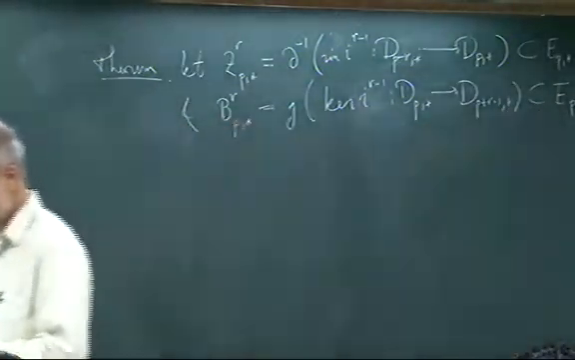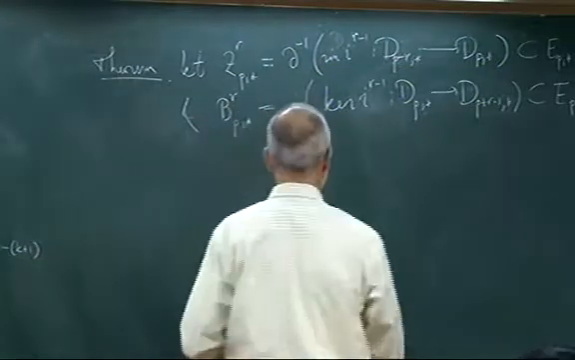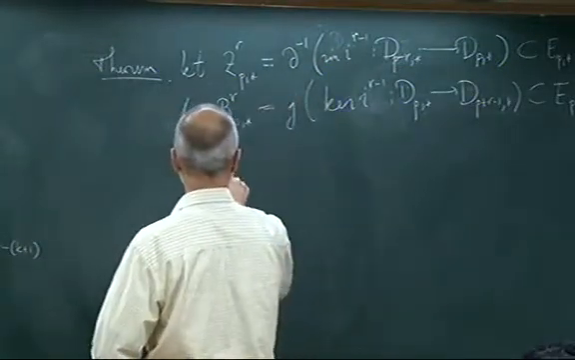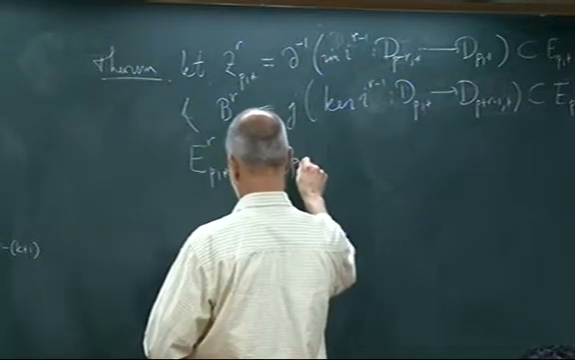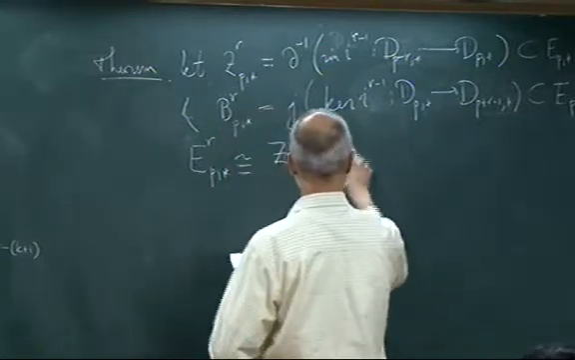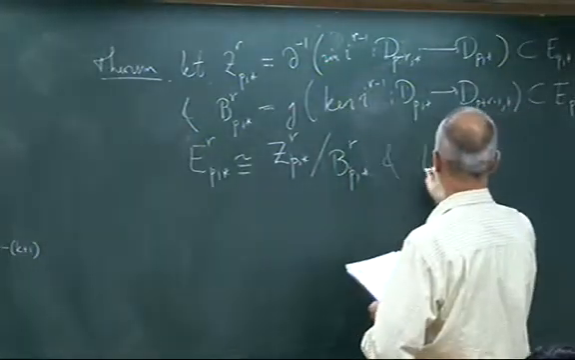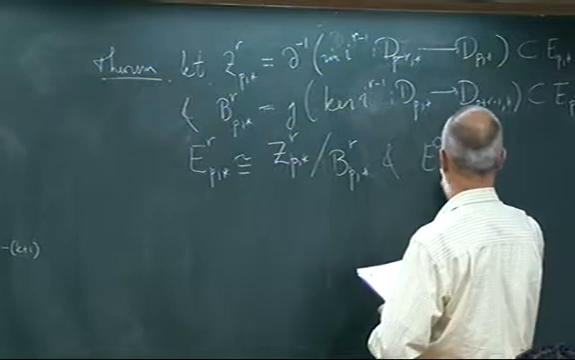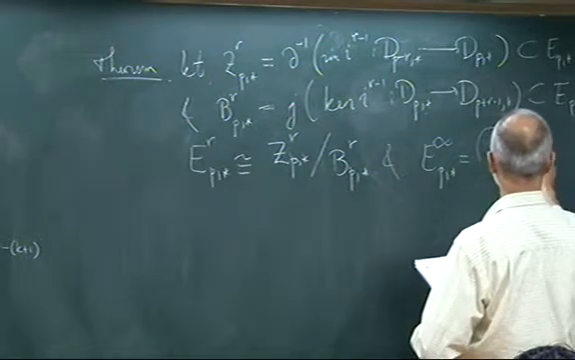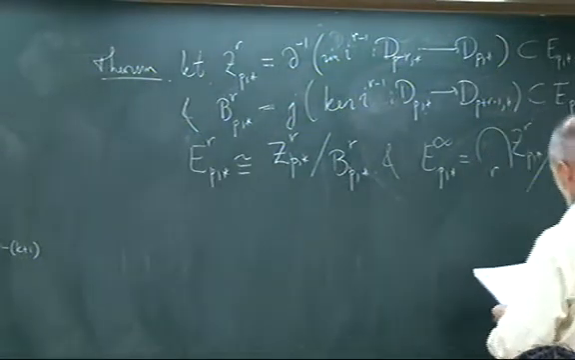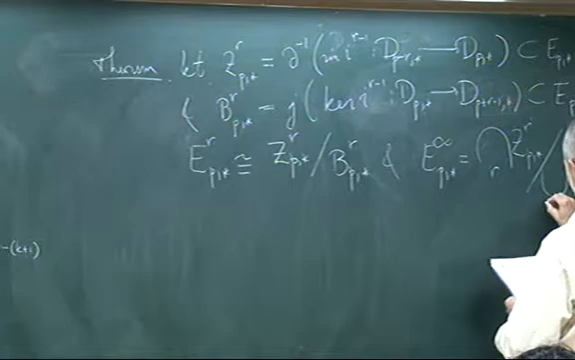Then, having set this up from the exact couple, I get that E_r^{P*} is isomorphic to Z_r^{P*} mod B_r^{P*}, and E infinity, which I'll explain in a second, will be equal to the intersection of all the Z_r over r, modded out by the union of all of the B_r.